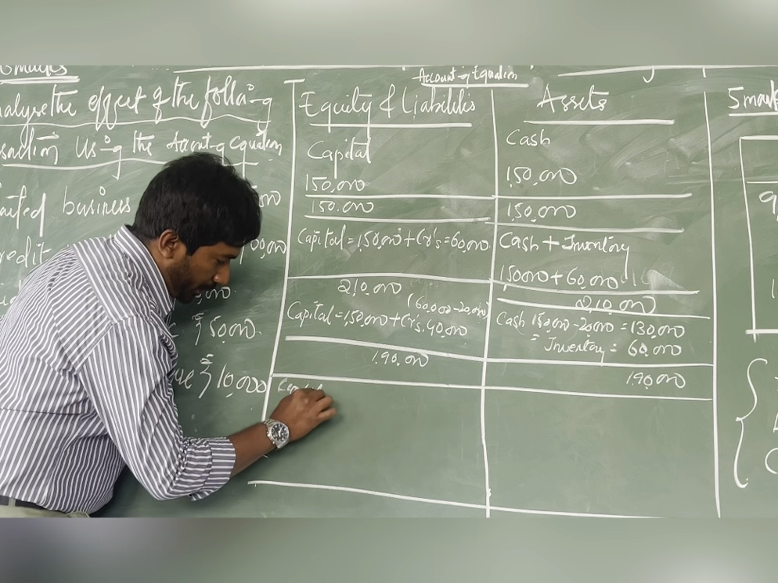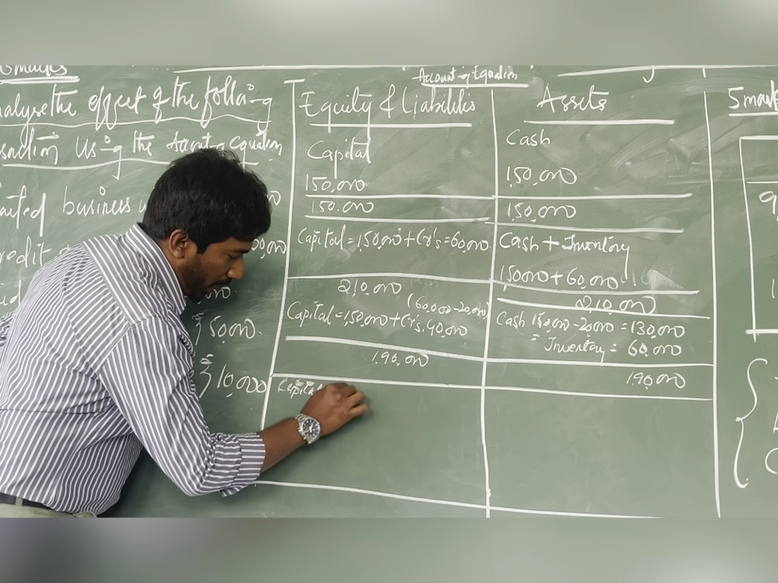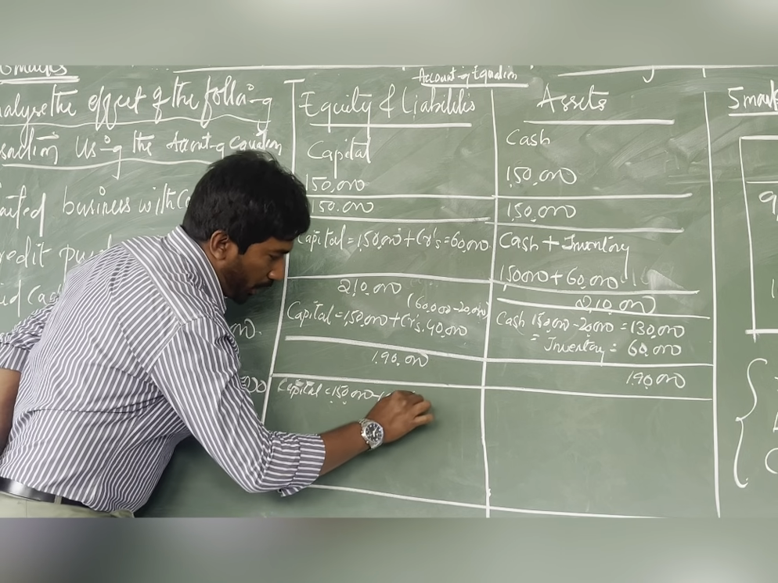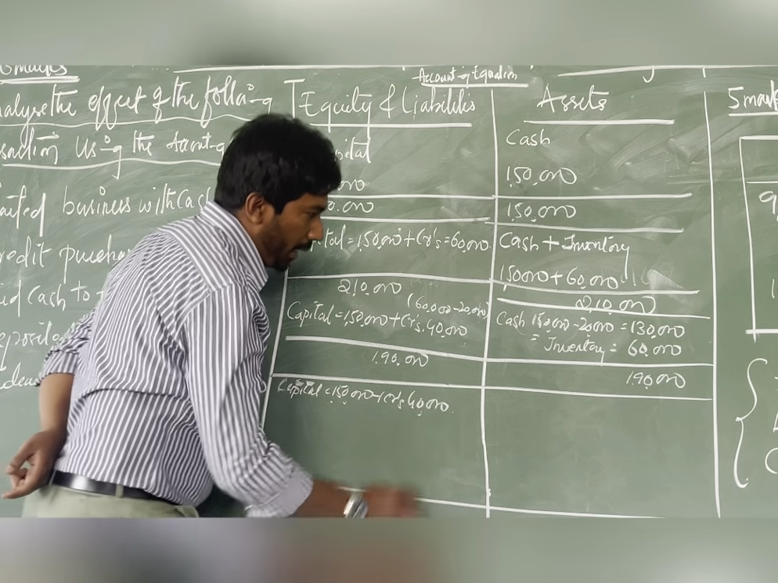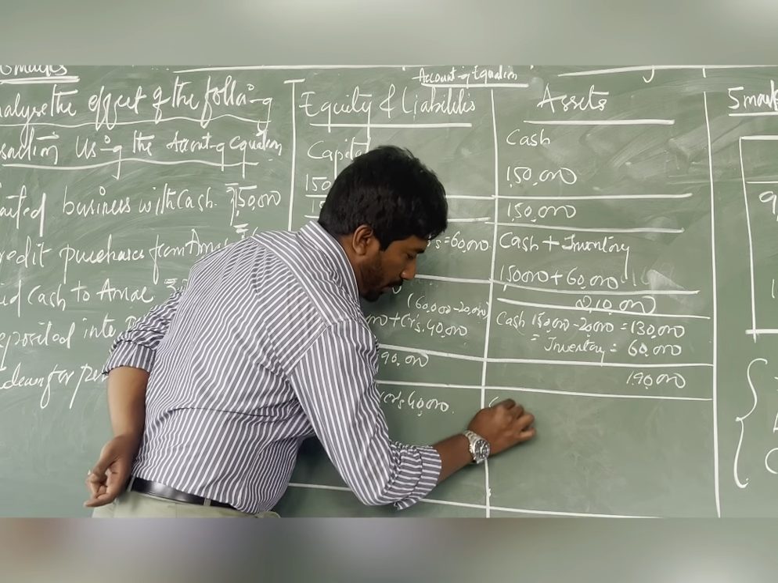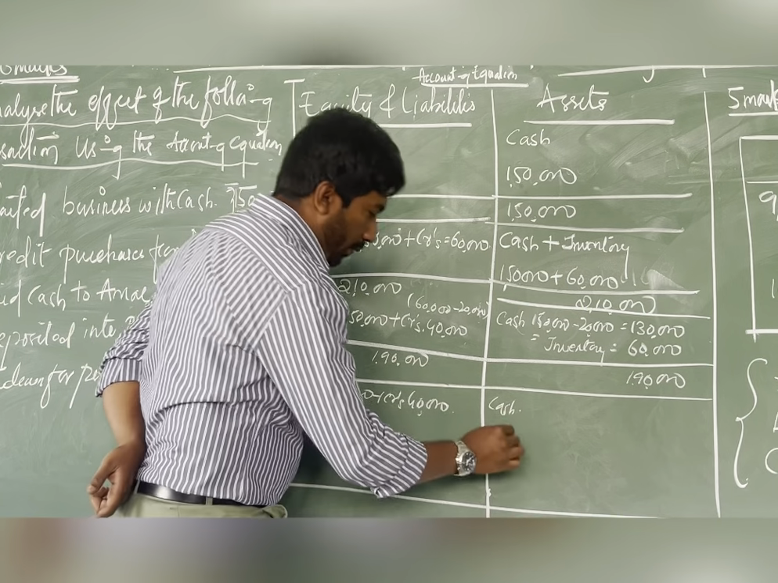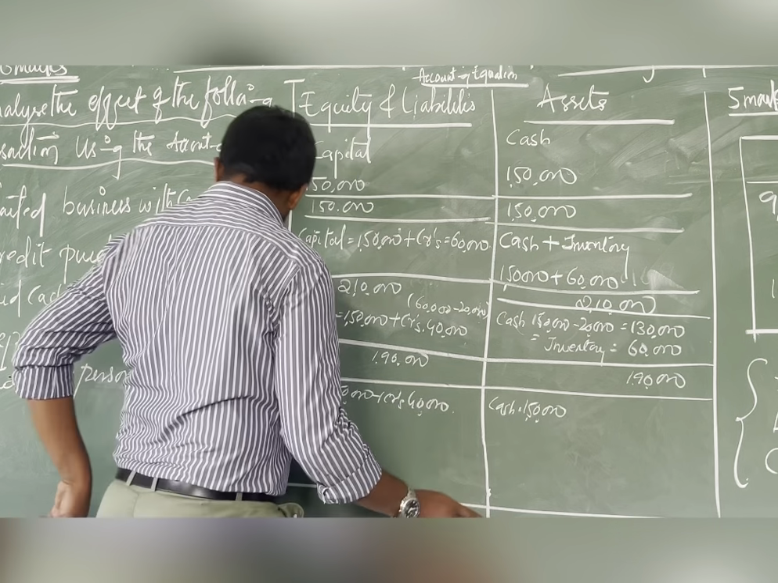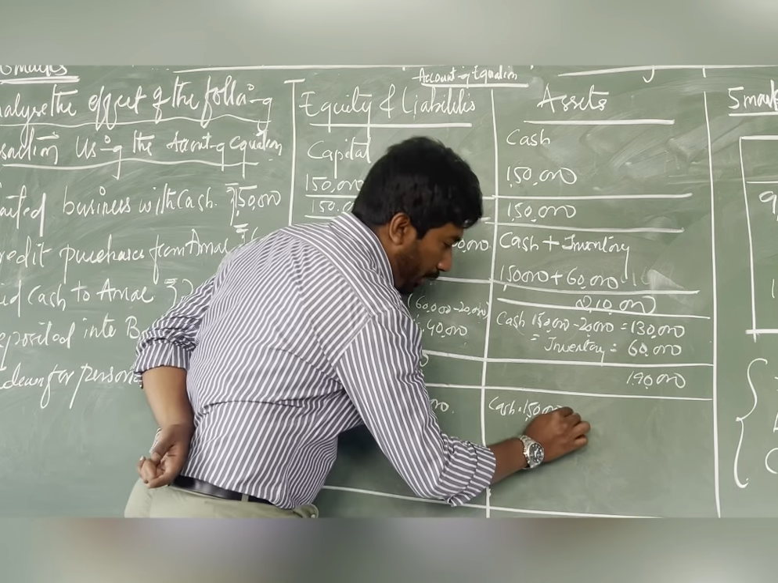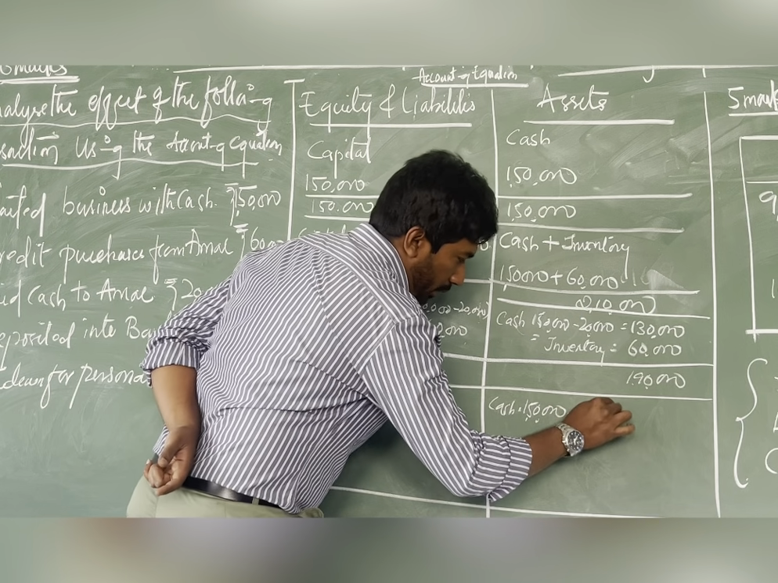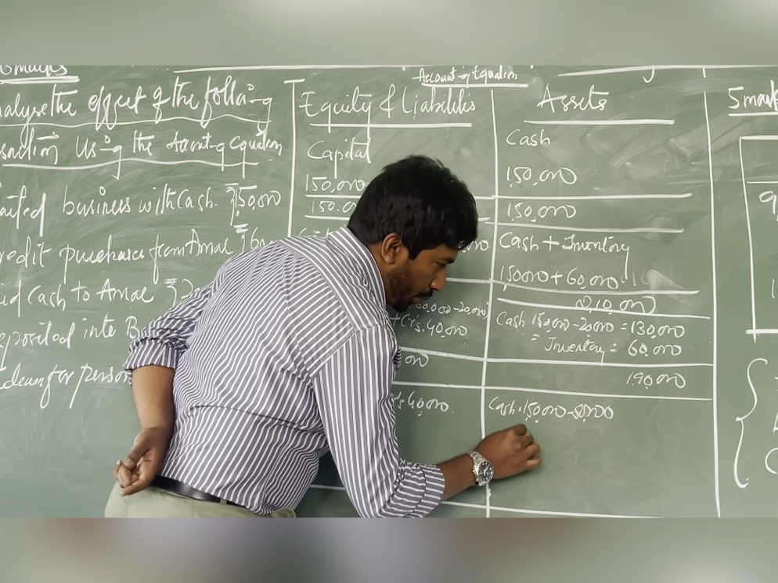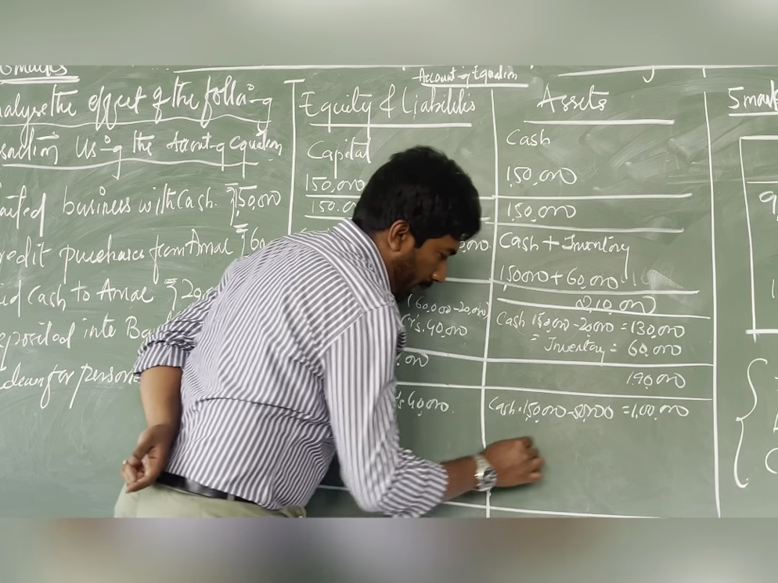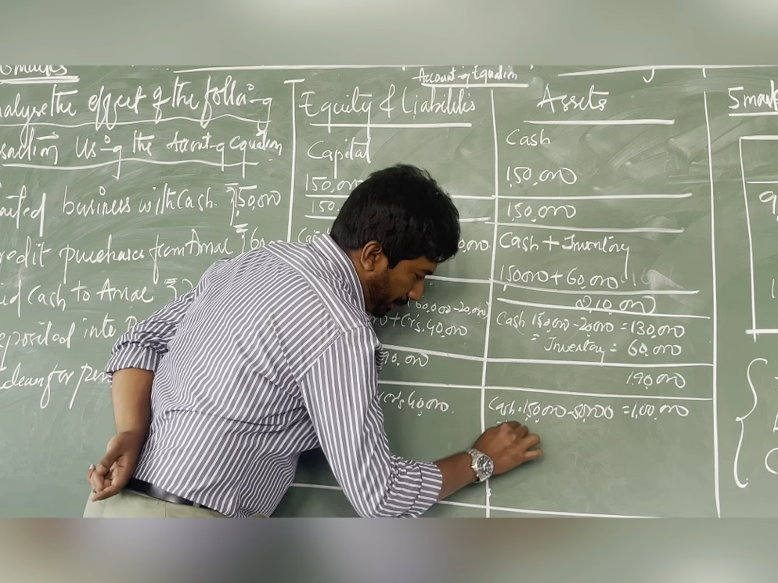Capital is equal to 1,50,000. It's remaining 1,50,000. Plus creditors is 40,000 still remaining. Next, cash we have is total 1,50,000. We have 1,50,000 minus, out of which we have deposited 50,000 into bank, minus 50,000. If you do so, your cash remaining is only 1,00,000. Correct, guys?